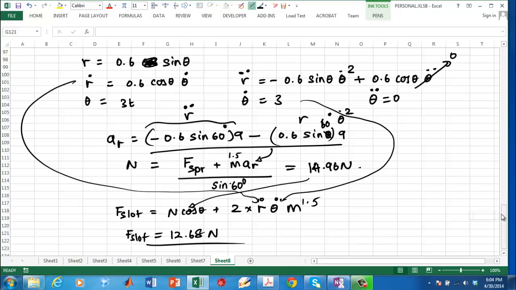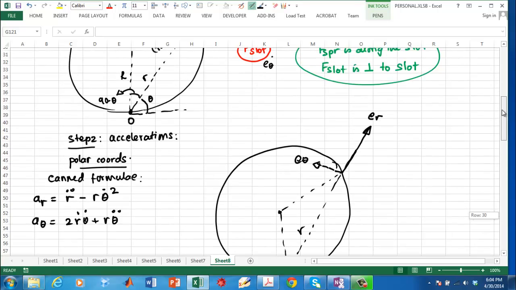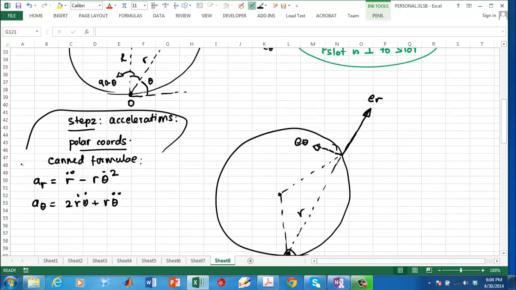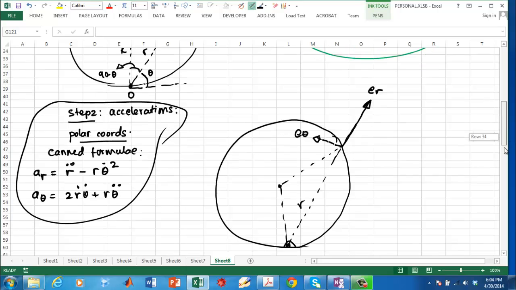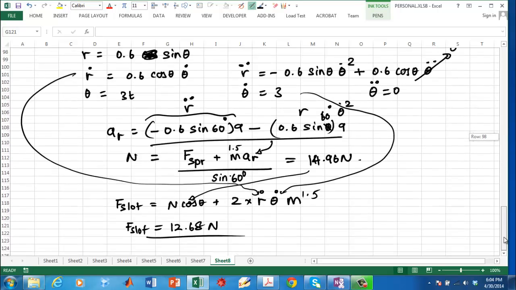The main thing I want you to realize is that if I have polar coordinates, I can use the kinematic formulas. I don't need moment equations because it's a particle.